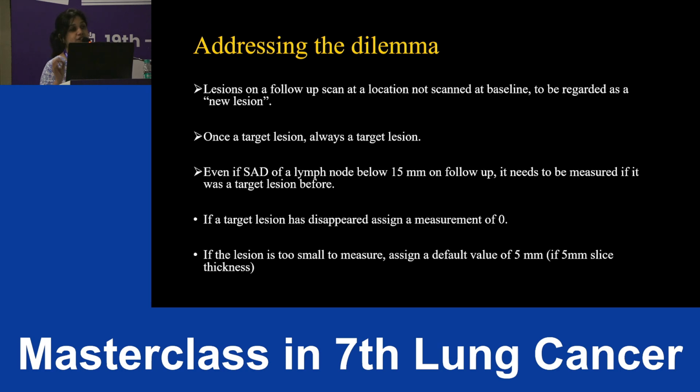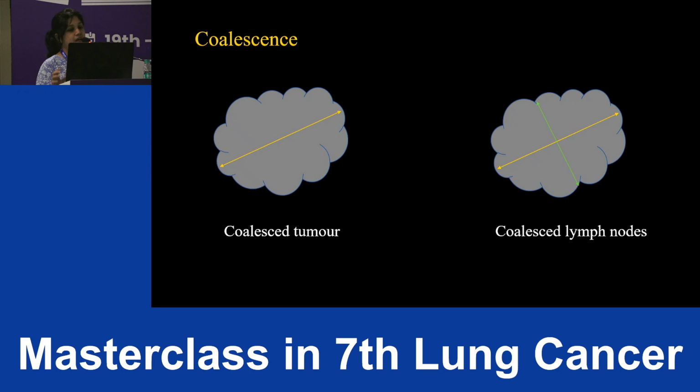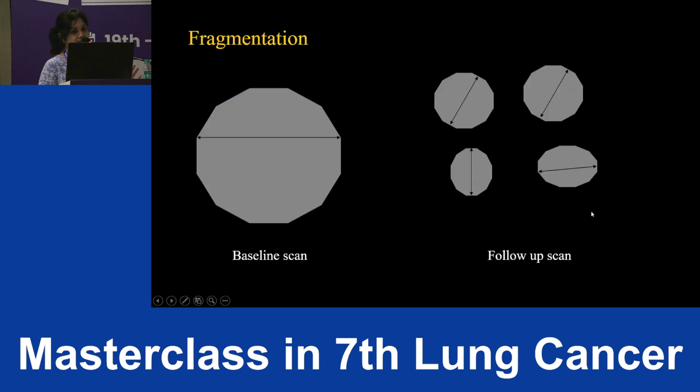But if the lesion is too small to measure, then you have to assign a default value of 5 millimeter if 5 millimeter slice thickness is being used. Now, if the tumor has coalesced, then of course, the maximum longest dimension of the coalesced tumor you have to measure. And similarly, if the lymph nodes have coalesced, then the maximum perpendicular shortest dimension of the lymph node you have to take into consideration.